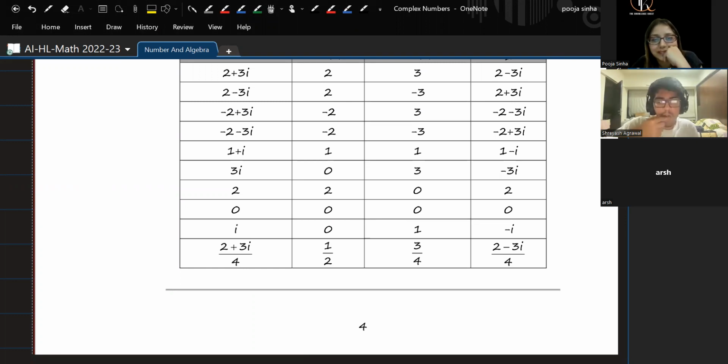Miss, is this imaginary numbers? Yes, these are complex numbers.